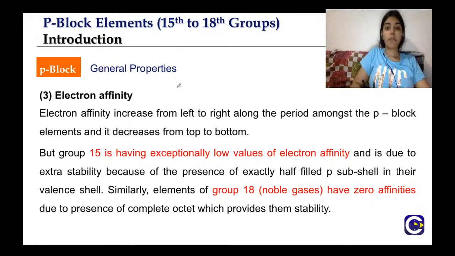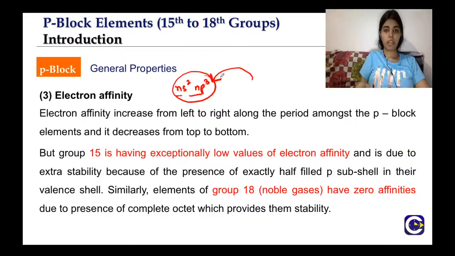Why? Because group 15 is having an electronic configuration of ns2np3, so it is already stable. If it will gain an electron, it will become what? np4, and it will become unstable because there will be electron repulsion now, right? So therefore group 15, due to its half filled p subshell and the stability that is caused due to that half filled p subshell, is having exceptionally low values of electron affinity.